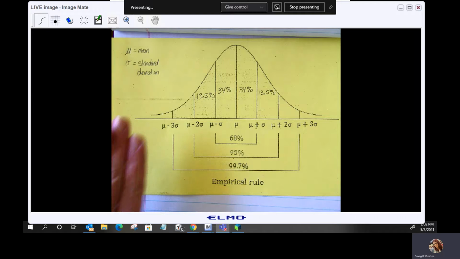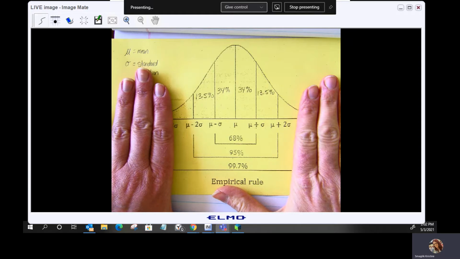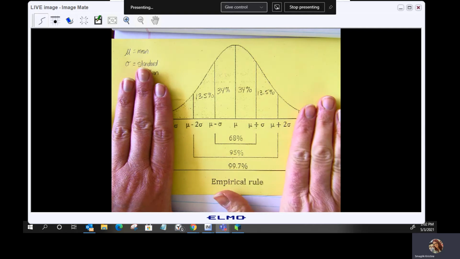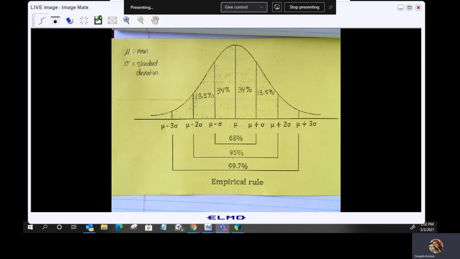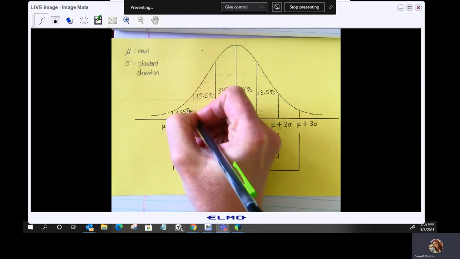And then within 3 standard deviations of the mean is 99.7% of our data. So again, if I take 99.7, subtract the 95%, divide that by 2, I get 2.35%.